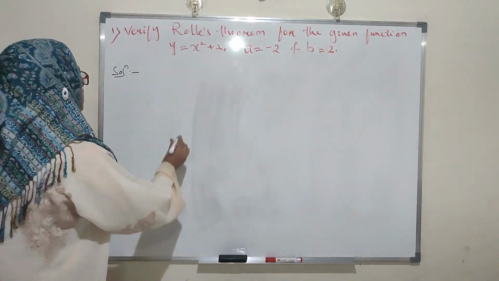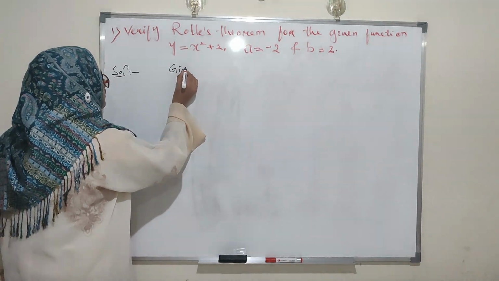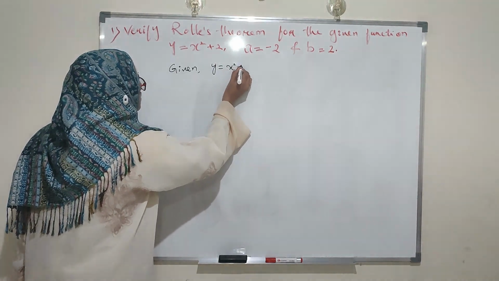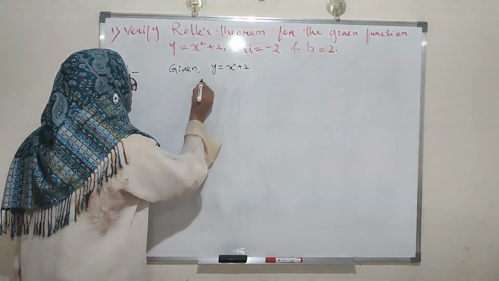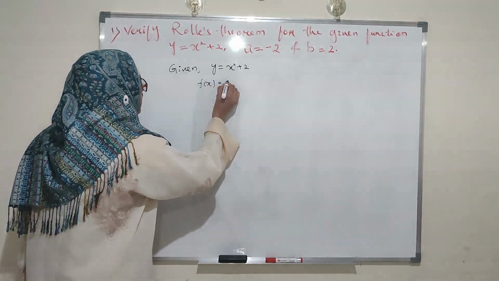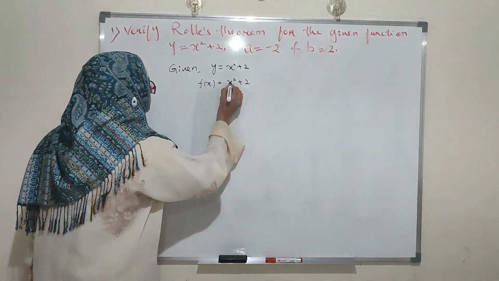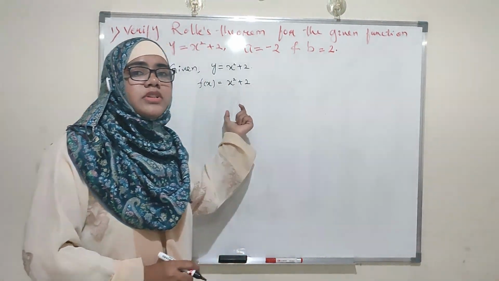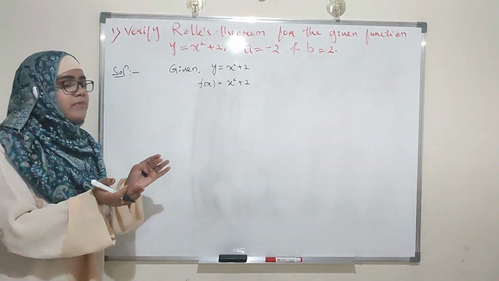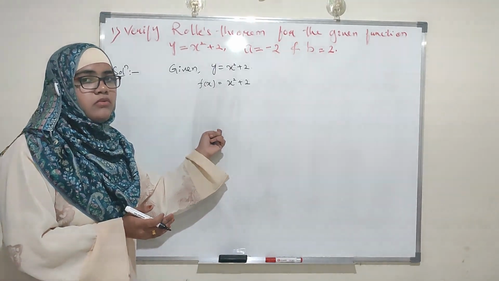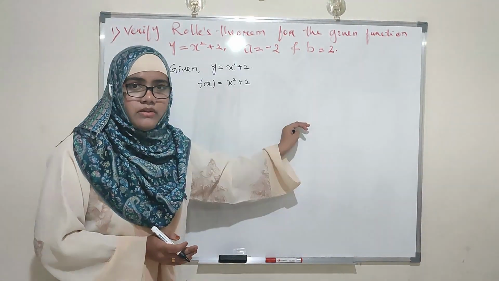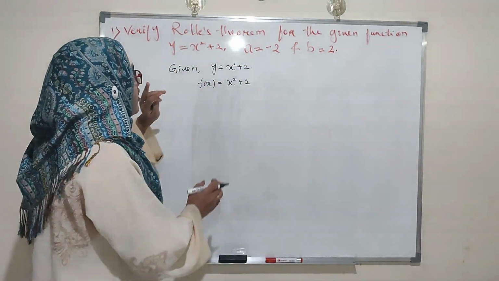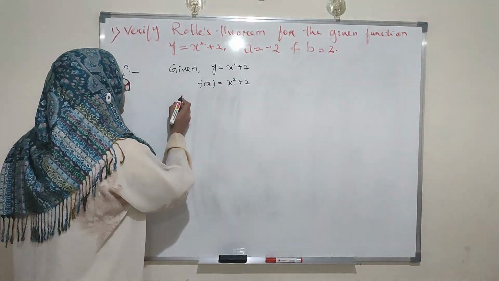Write the solution. Given, what is given to you? Write first y is equal to x square plus 2. We can take this y as f of x is equal to x square plus 2. What is the condition in Rolle's theorem? The given function is continuous on the closed interval [a, b] and differentiable in the open interval (a, b), if f of a is equal to f of b. What is given here? A is minus 2, b is plus 2. So we have to find f of a and f of b.